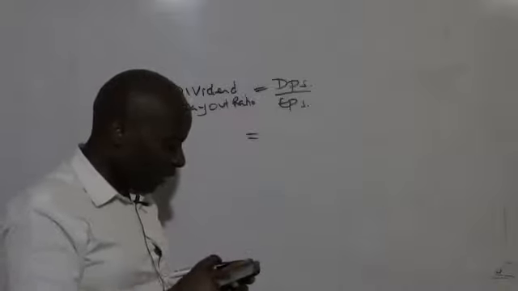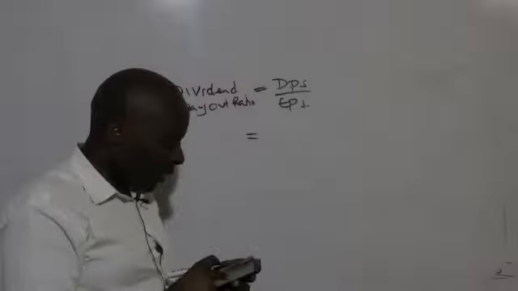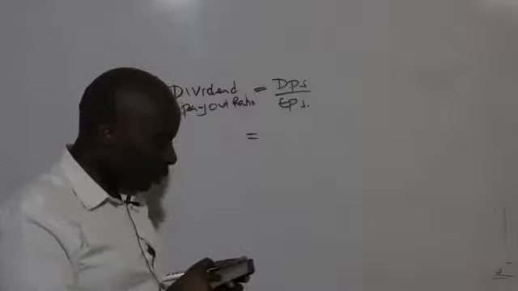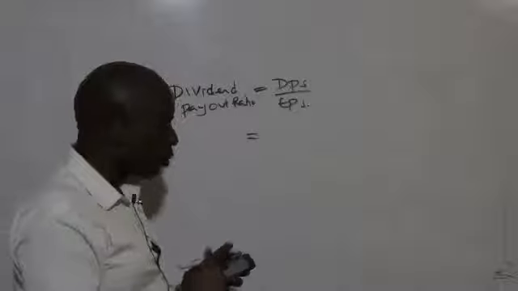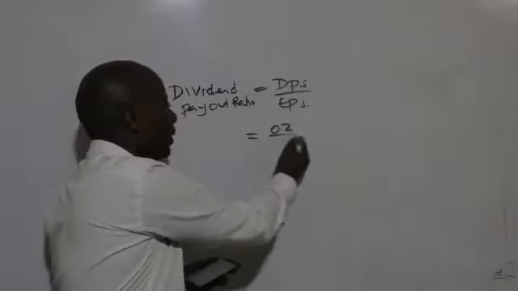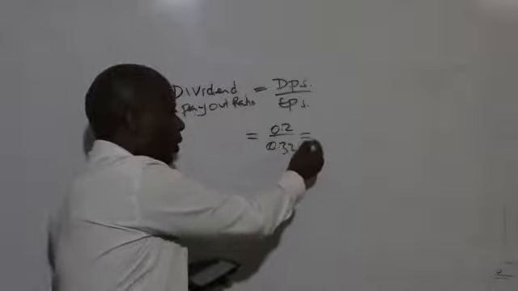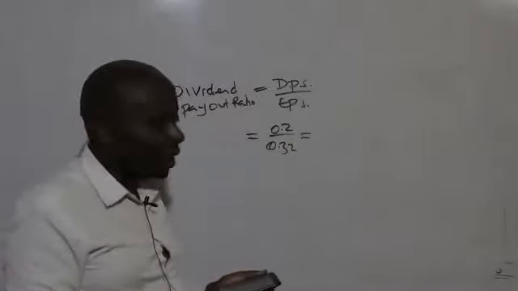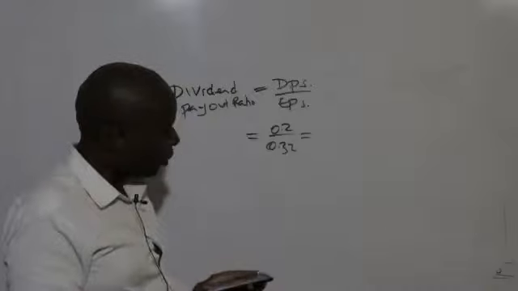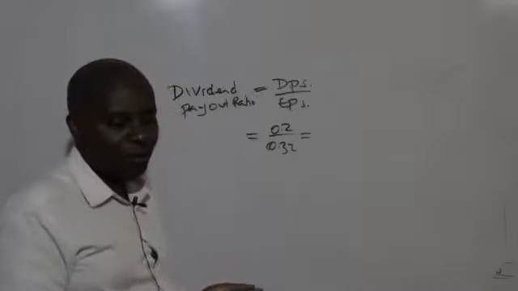So ladies and gentlemen, in this particular question, we can see that the dividends which were paid were 0.2. So 0.2 all over the total earnings, in this case, which are 0.32. So will you give me this in form of decimal? Somebody help me out. 0.2 divided by 0.32 will give me what figure, somebody?